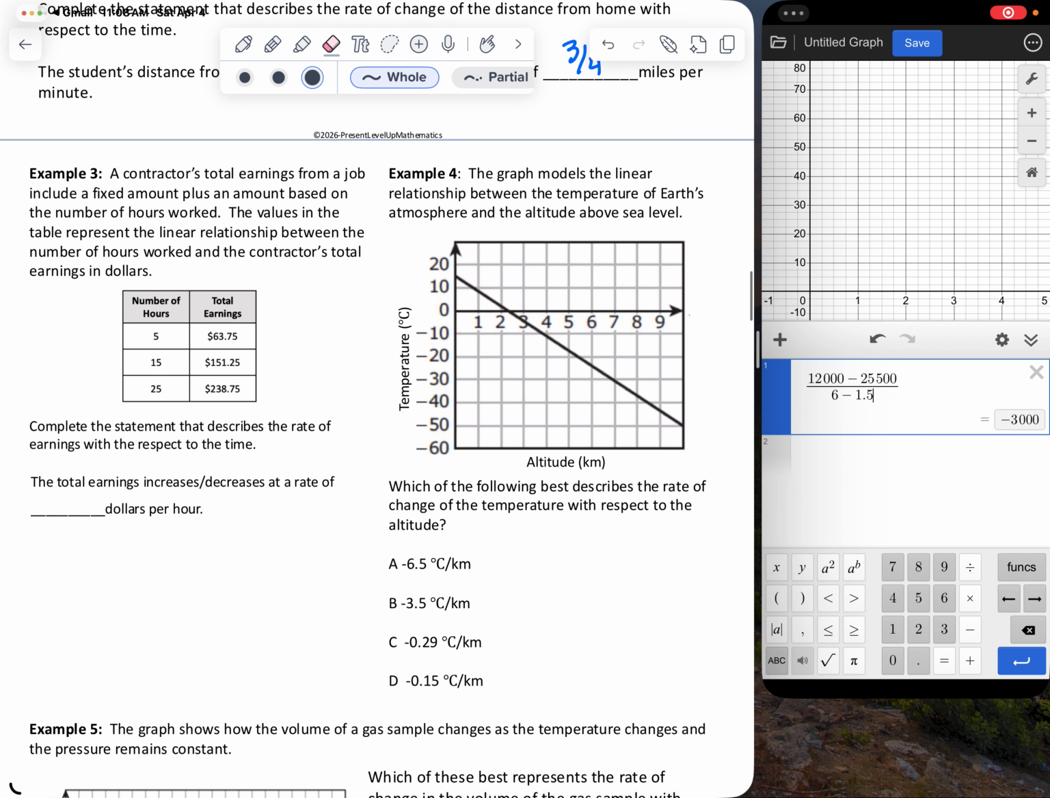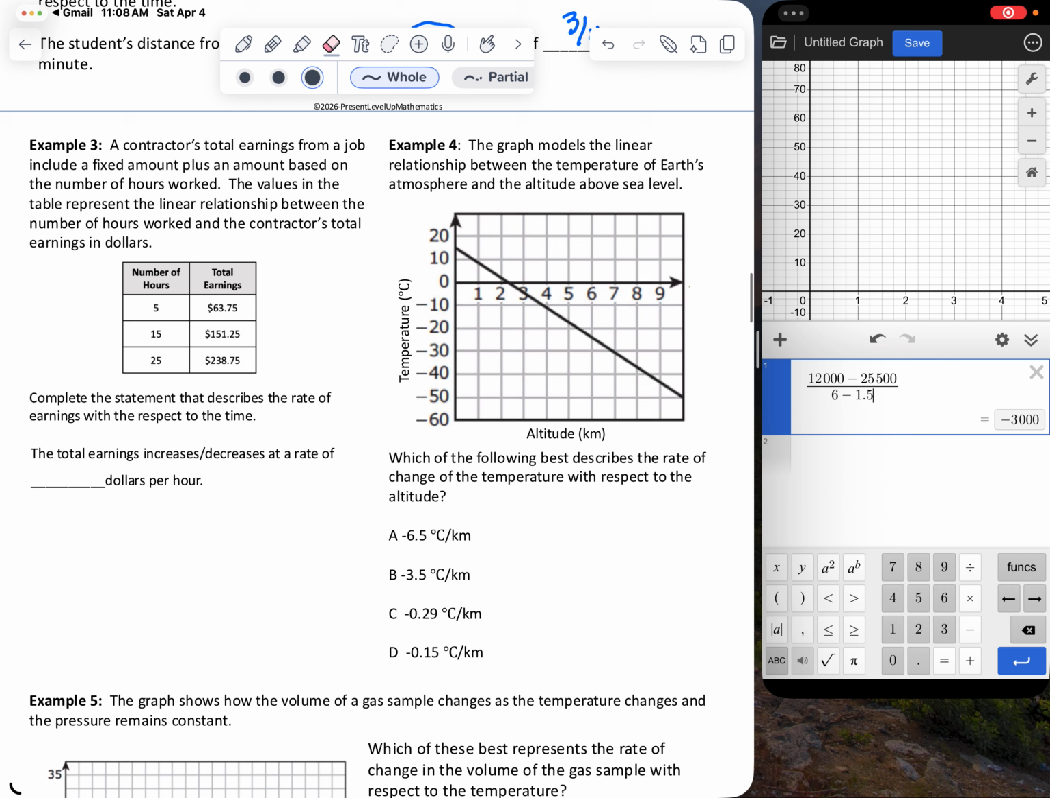All right, example 3. A contractor's total earnings from a job include a fixed amount plus an amount based on the number of hours worked. The values in the table represent the linear relationship between the number of hours worked and the contractor's total earnings in dollars. Complete the statement that describes the rate of earnings with respect to the time. Pause the video and try this problem on your own.